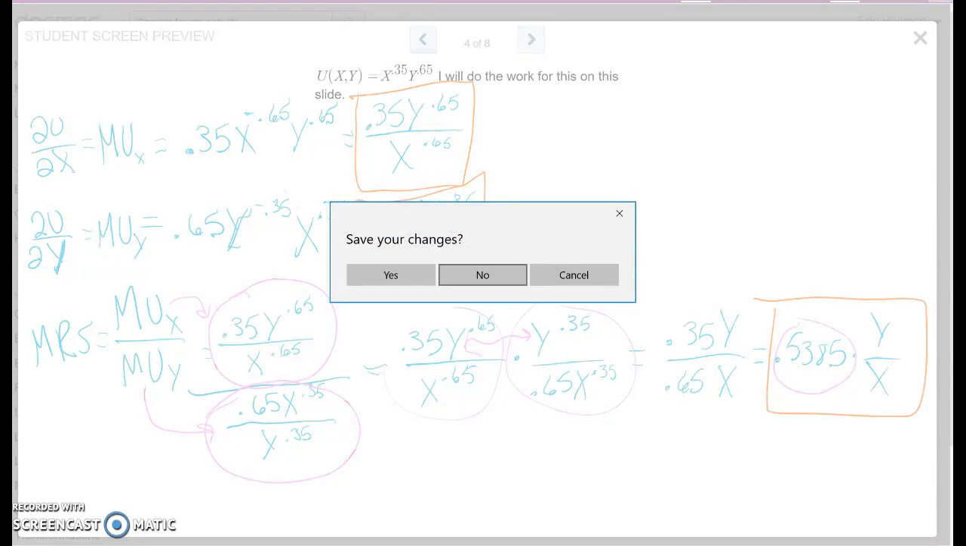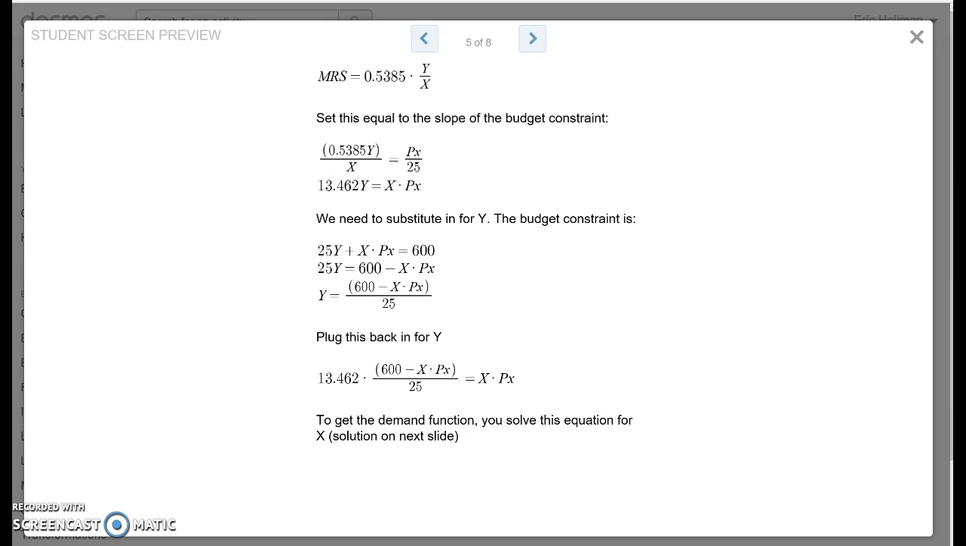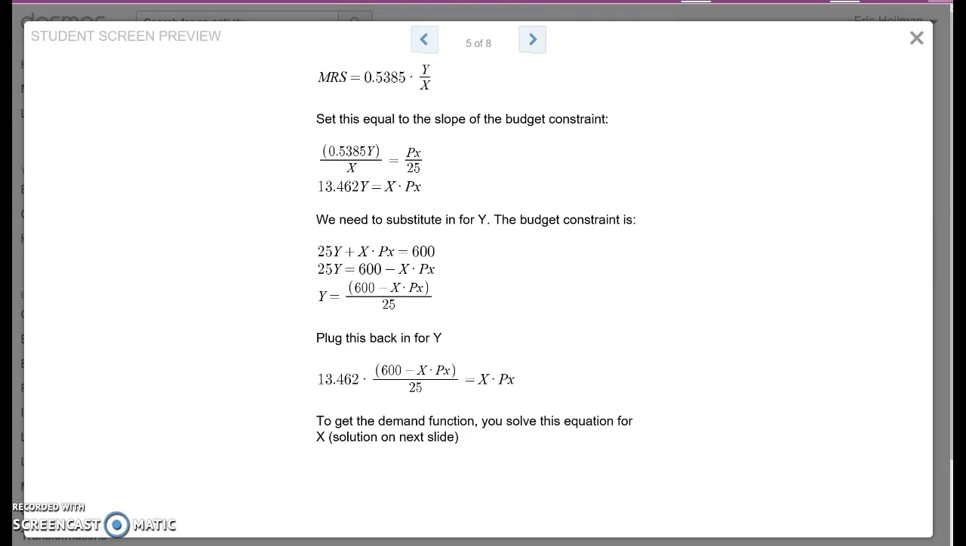So we're getting closer. What we want to do next is to set the marginal rate of substitution equal to the slope of the budget constraint. So that's what I'm doing here. This was the marginal rate of substitution. This was the slope of the budget constraint. I just cross multiplied here, and I got to this.